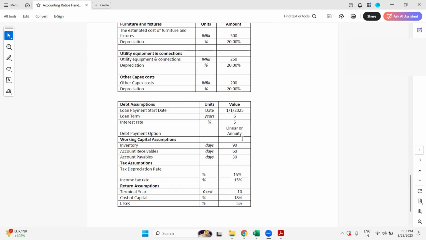Then, guys, loan term I have assumed for 6 years, then interest rate of 5%, then debt payment option: linear and annuity. So basically, in this particular model, we will have the flexibility to switch between linear payment and an annuity mode of payment, right? We will build both payment methods, and then the user will have the flexibility to select between these two on the basis of drop-downs, and the outputs will get updated, right? Now there are other methods of loan repayment, guys. The other methods can be balloon repayments, and sculpted repayments, where we are sizing the loans and all, right?